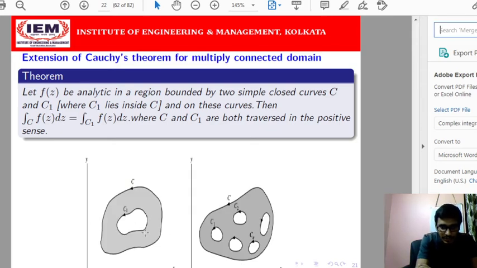So this is the multiply connected domain. That means one curve C is here, another curve C1 is here, another curve C2 is here. In between C1 and C2 we are considering this region. It is a multiply connected region because there are two curves by virtue of which it is connected, and in that case there can be more than one curve, C1, C2, C3. We can consider that this region is multiply connected because we cannot shrink it to a particular point, as the holes restrict us from doing so.